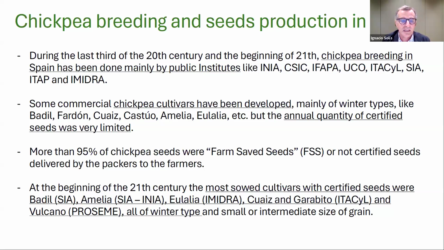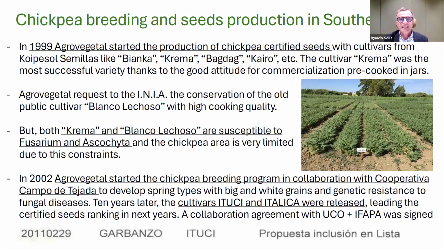There is also one Italian cultivar, Vulcano, from Proseme. The main part of the certified seeds was of winter types, small or intermediate size. Probably the most grown cultivars were big size seeds, but not certified, reused from year to year.